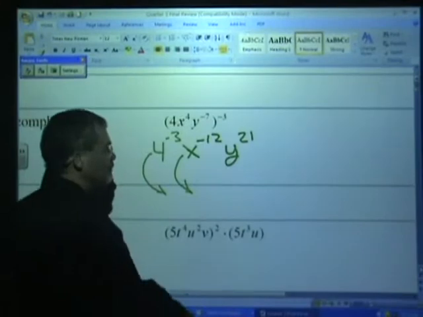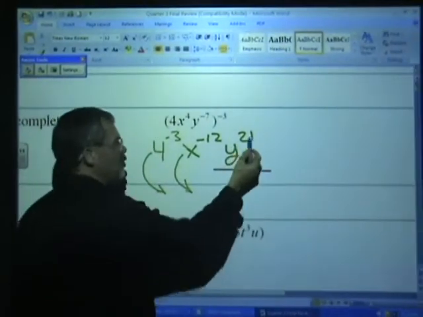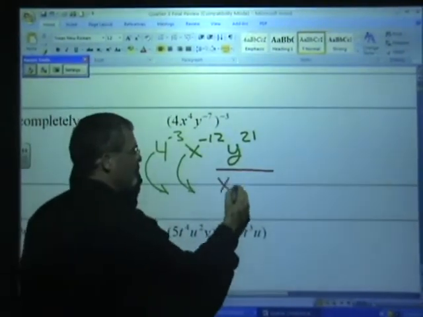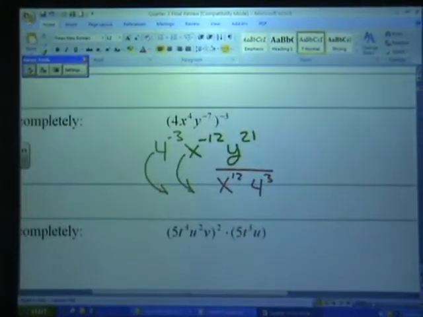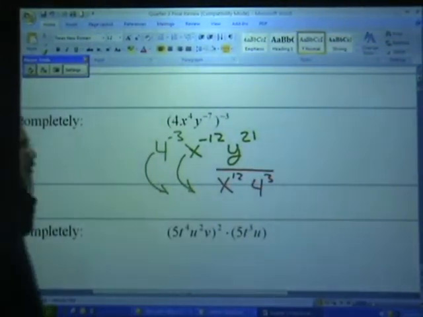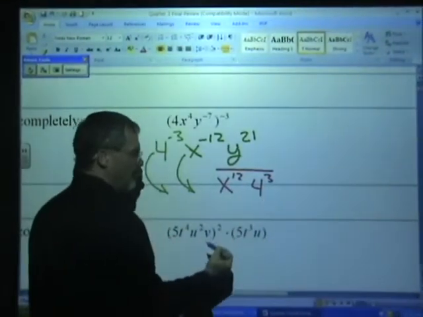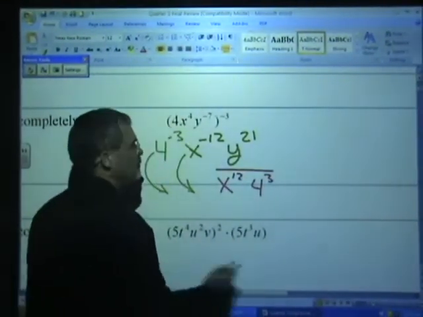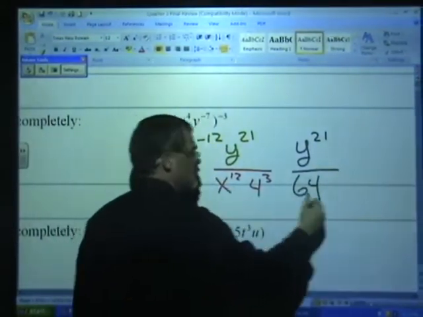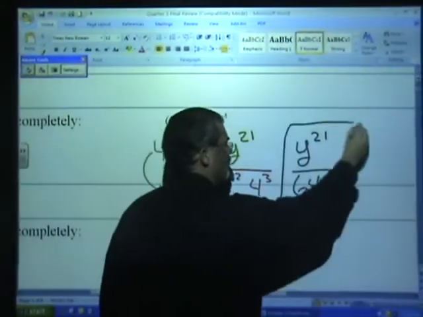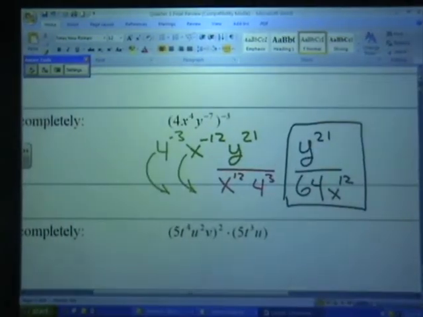Here we go. So upstairs we've got y to the 21, and downstairs we've got x to the 12, and we've got 4 to the third. Okay? Now we can simplify. Ready? 4 to the third is 64. So here's how we finish it up now. y to the 21 over 64 x to the 12. Bam. All right? Write it down.